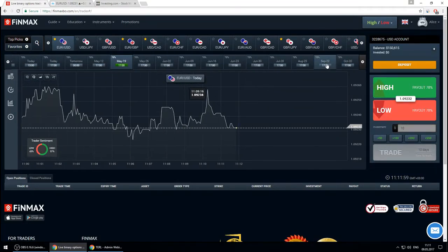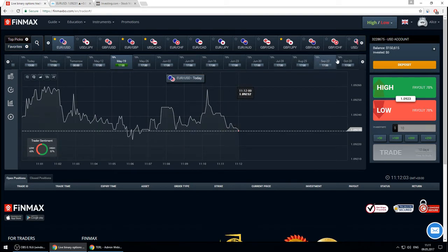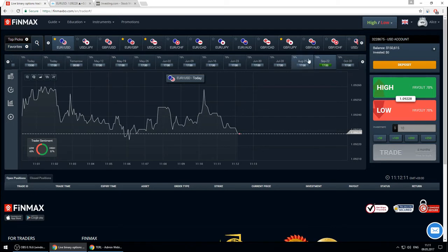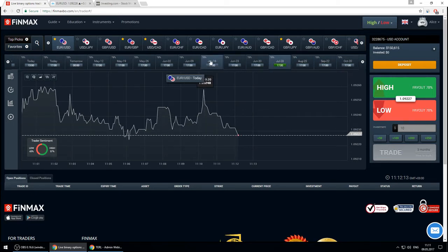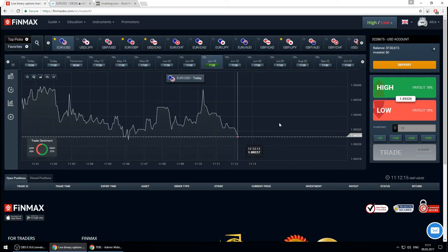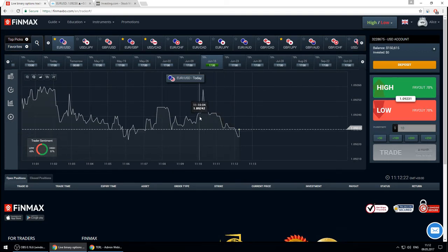So let's say I think that in half of the year, after 6 months, the price for euro will grow. So in this case, I can choose between these long-term time frames in order to open the trade and to make money on that fluctuation.